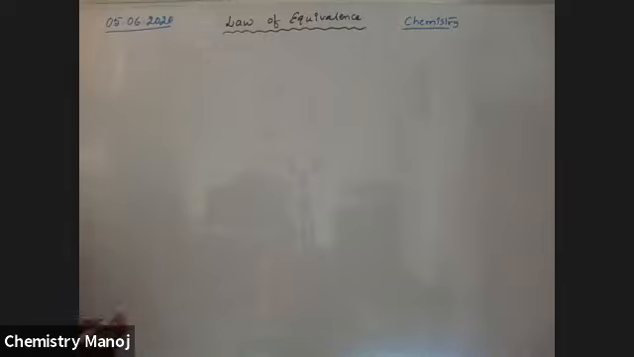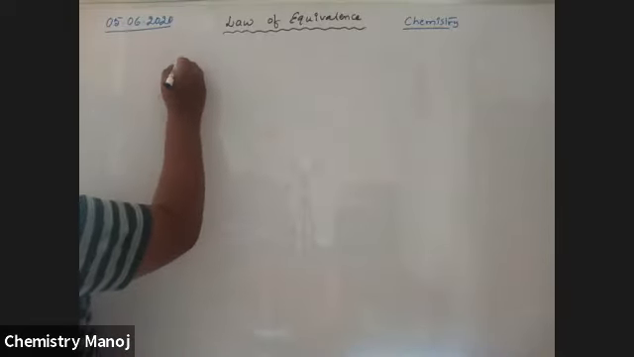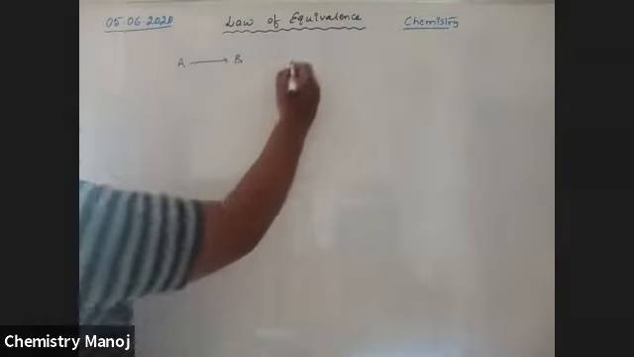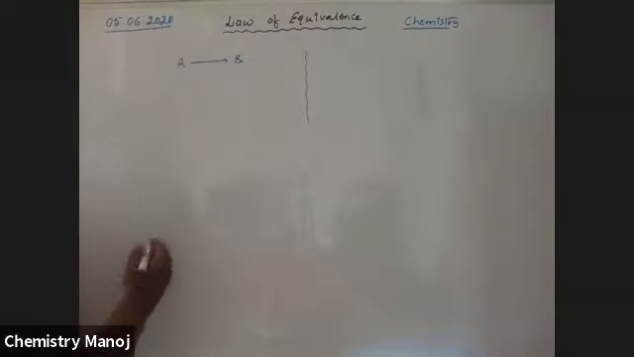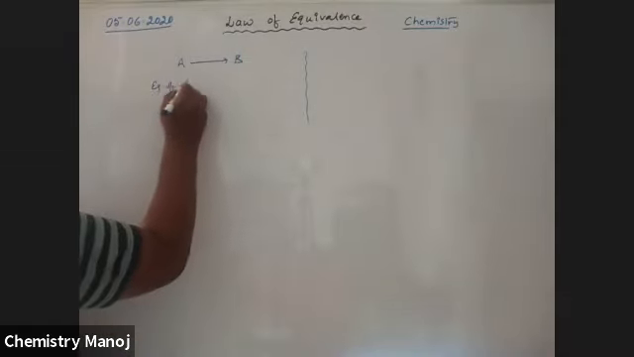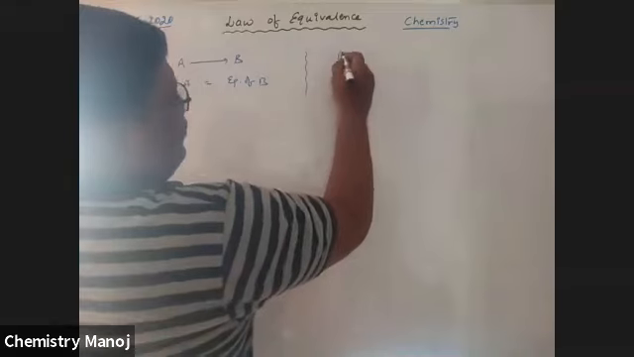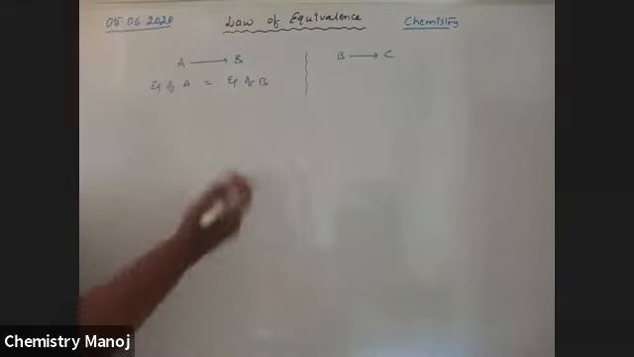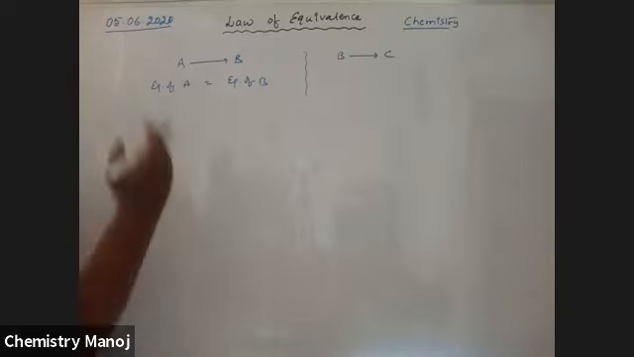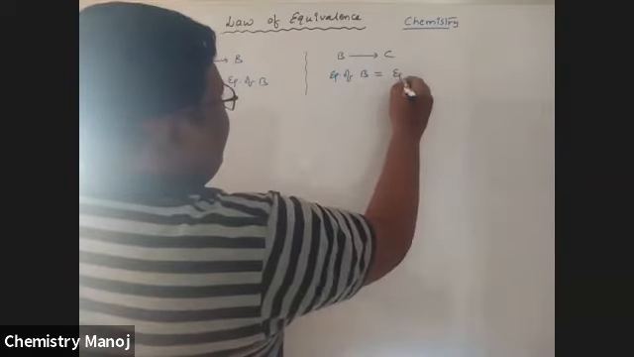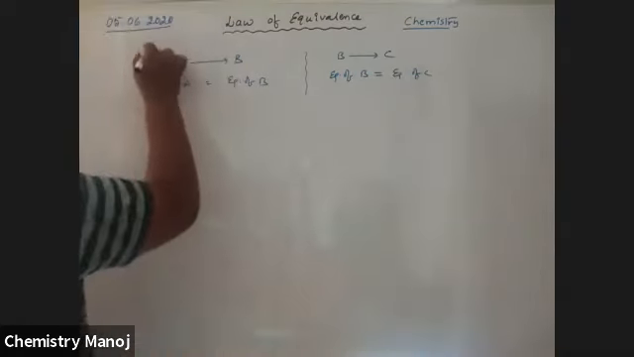Let us consider A reacts with B. From this, what should we identify? Equivalents of A is equal to equivalents of B, no doubt, as per your previous knowledge. Next, B also reacts to give C. It is another reaction. From this, what you have to write? Equivalents of B is equal to equivalents of C.